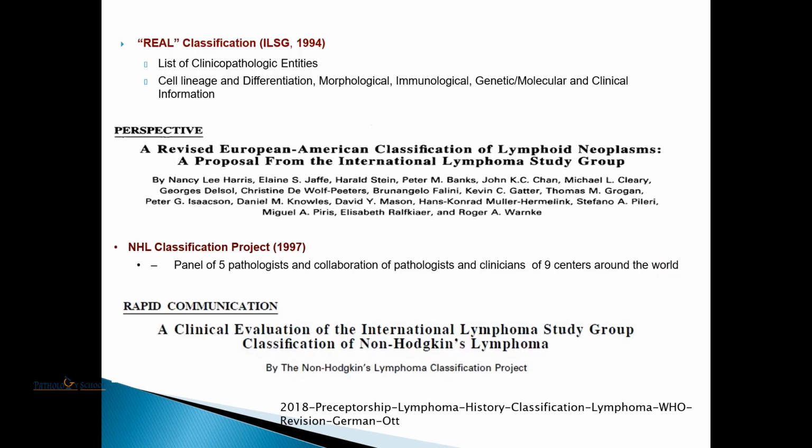The revised European American lymphoid classification was based on a list of clinico-pathological entities. These were clinical, cell lineage, differentiation, morphological, immunological, genetic, and molecular information. These are the names of the doctors who sat down and decided on the real classification to be the standard classification. In 1997, it developed into the NHL project.